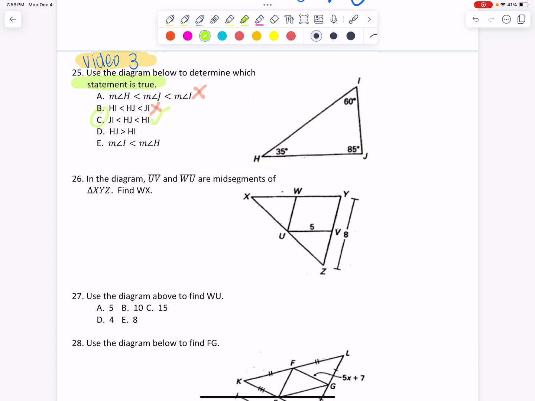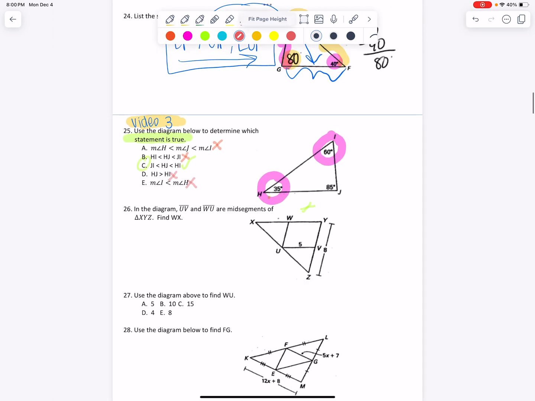Okay. Is HJ greater than HI? 1 is across from 60, 1 is across from 85. So is it possible for this one to be bigger? No, it is not. So that one's false. And then is the measure of angle I, which is 60, less than the measure of H, which is 35? No, 60 is not less than 35. So I know that that one's false. So I know that I did this problem right because I was looking for what was true.